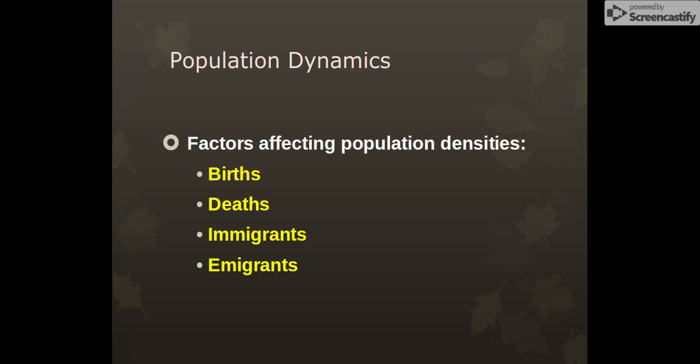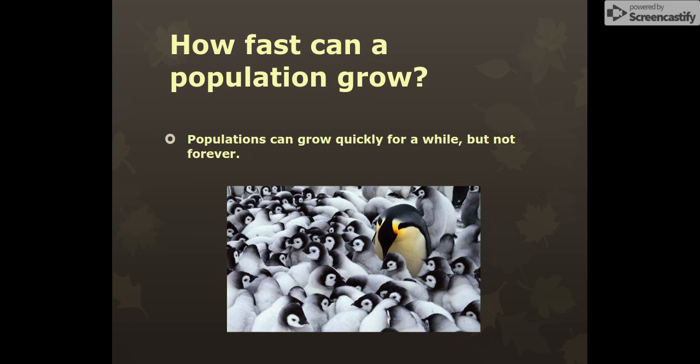So things change the densities of populations, basically, how many organisms there are within that population. Couple of obvious ones: births and deaths. Individuals being born increase the numbers in that population, deaths decrease it. Immigrants are organisms from a different population entering a population. Emigrants are leaving the population that you're looking at and moving elsewhere. So, all of these factors can change the number of organisms in a population.